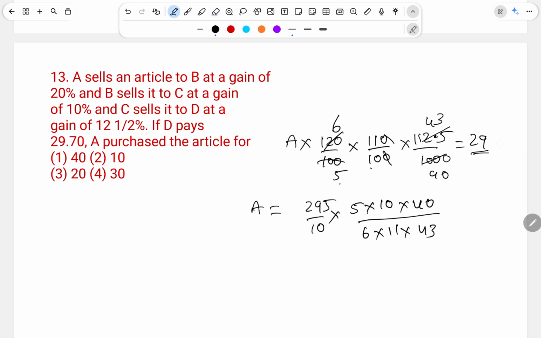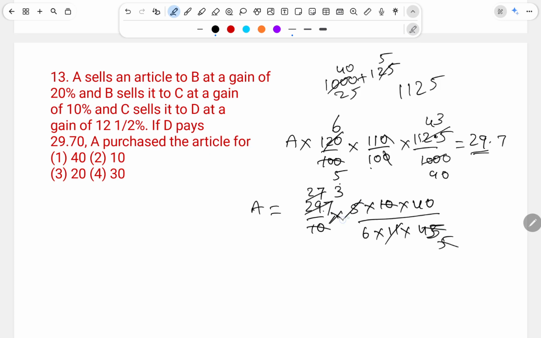29.7, sorry, it is 29.7, so it will be not 5 but 7. Then 11, how many times does it go? 11 twos, 11 sevens, a 10 and a 10 got cancelled. Then actually 1125 is more than 1000 by 125. 25 goes by 40 times, 25 goes by 5 times, so it must be 45. 9 fives, 9 threes, 5 ones, 5 ones, 3 ones, 3 twos, 2 ones, 2 twenties. So 20 is our answer.